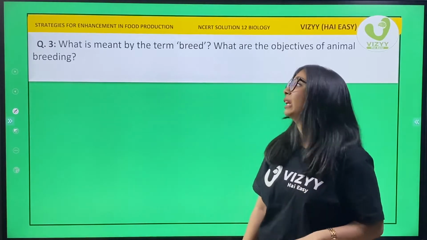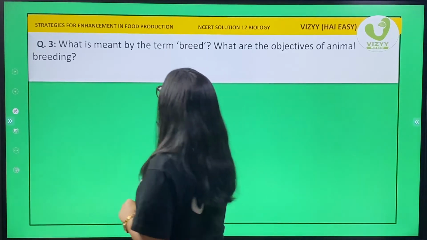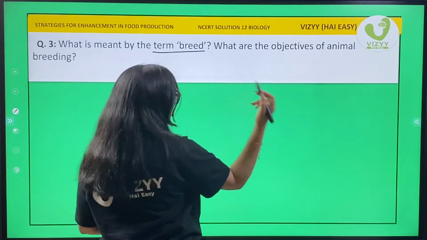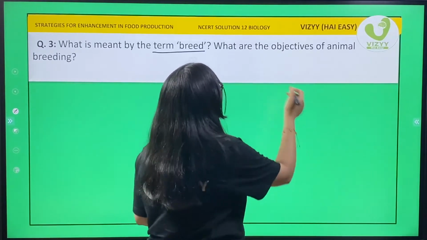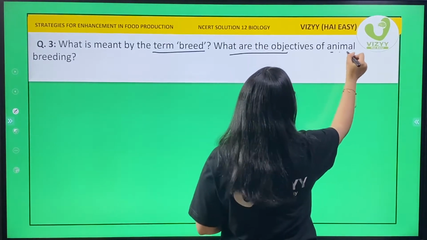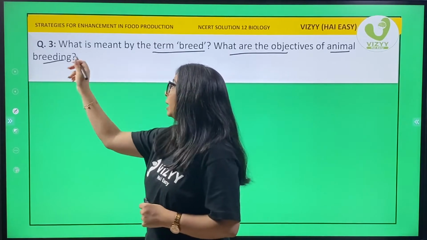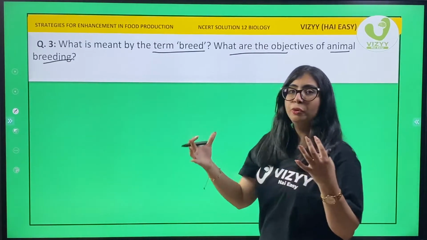Question number 3. Question 3 here is, what is meant by the term breed? What do you mean by breed? And what are the objectives of animal breeding? Okay, now what do you mean by breed?